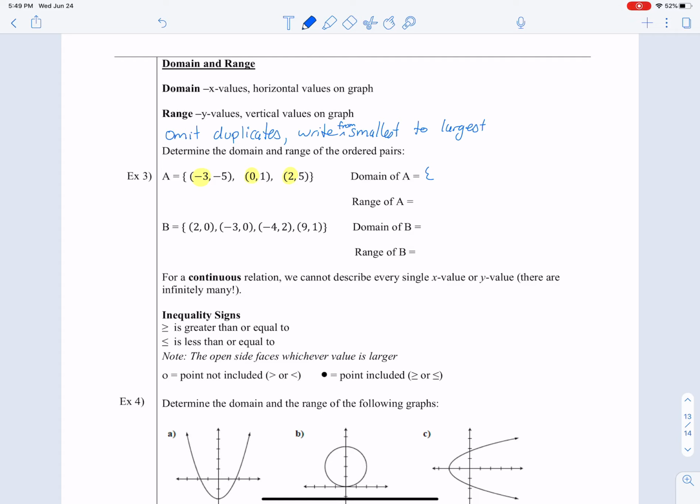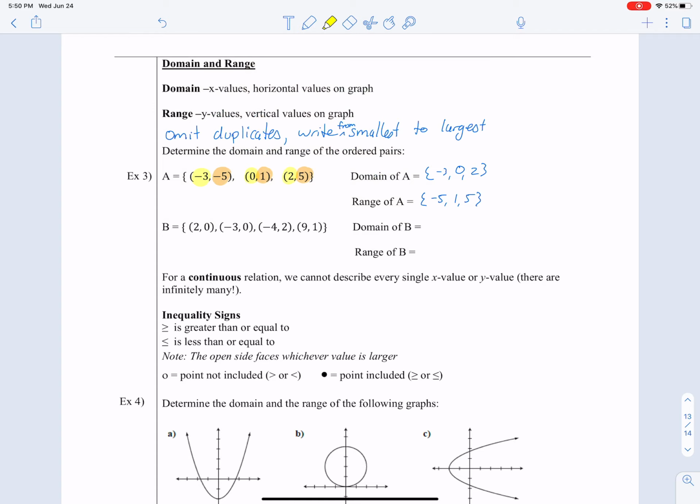So our smallest here is -3. Then our next one is 0, and then 2. We do the little wiggly brackets. The range are the y values. So for my range, I have -5, 1, and 5. So these happen to be in the right order. But if they weren't, you would have organized them from smallest to largest.